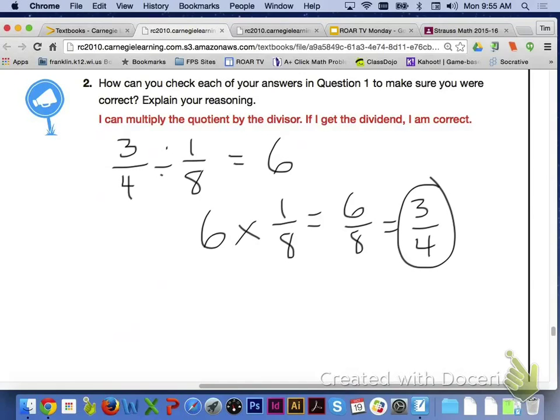So let's just look back quickly at letter E that you had to answer for number 1. We had 3/4 divided by 1/8, and we had 6 for our quotient. So we're going to take 6, which was our quotient, and multiply it by the divisor. Remember, the divisor is what you are dividing by when you are using division. So 3/4 divided by 1/8, that 1/8 is going to be your divisor. If you multiply the divisor and the quotient, you should get the dividend for your answer. And in this case, when I simplify 6/8, I'm going to get 3/4 for my answer, so I know that I am correct.